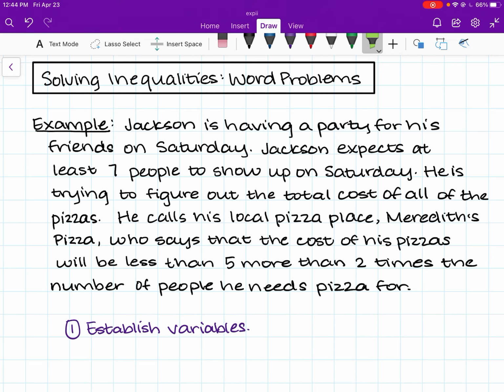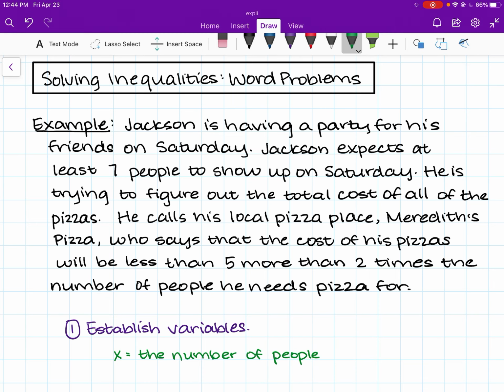We know that Jackson expects at least 7 people to show up on Saturday. That means Jackson doesn't know how many people are going to show up on Saturday. So our first variable we are going to establish is x, and x is the number of people who are going to show up on Saturday. The number of people.